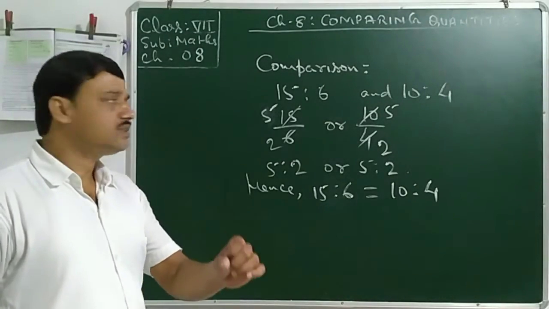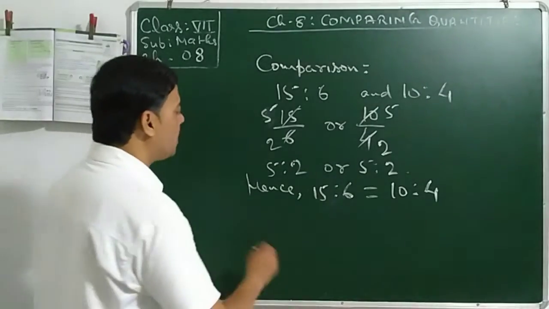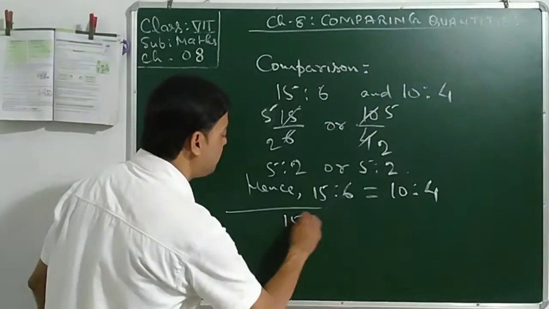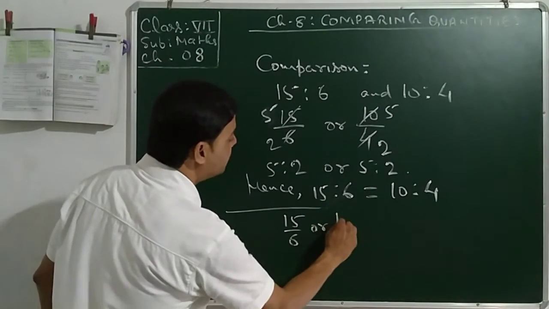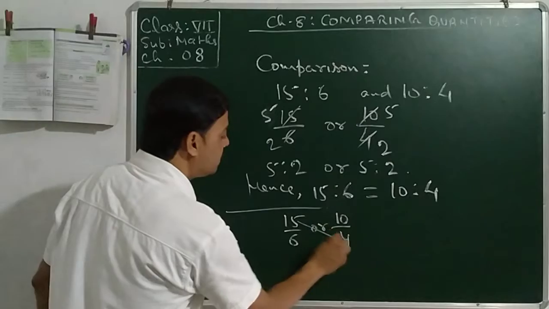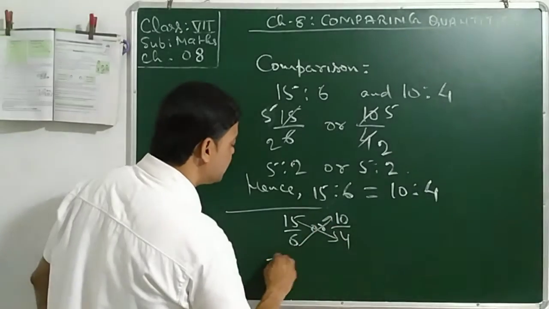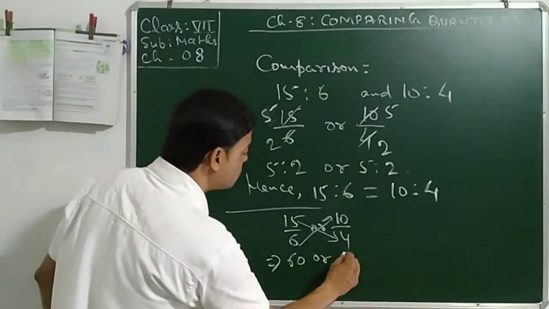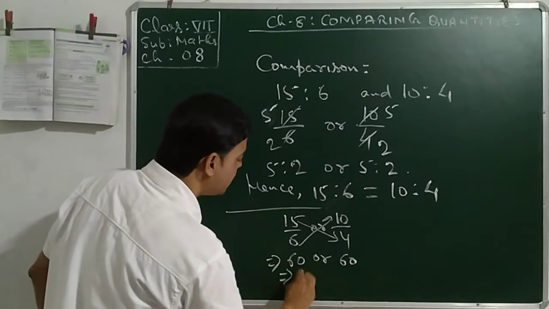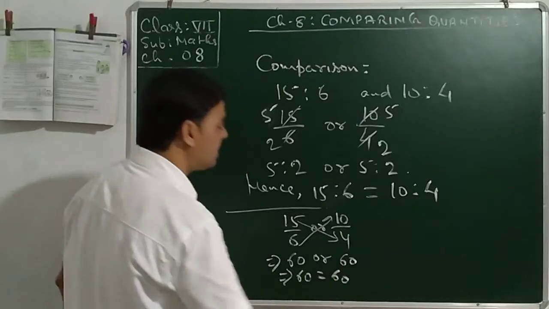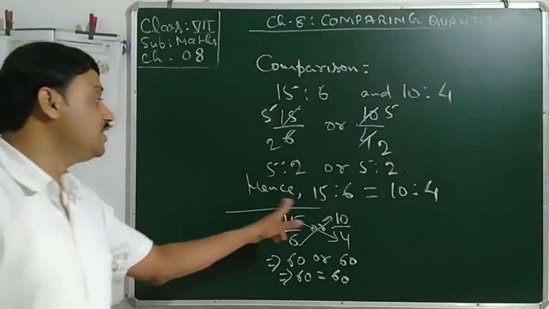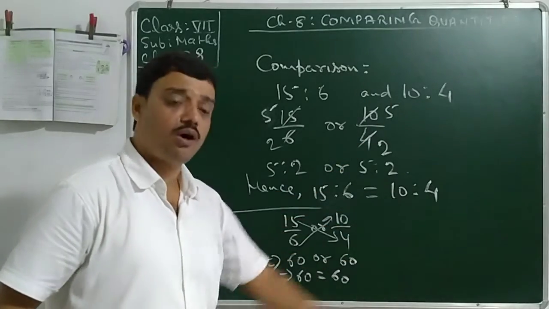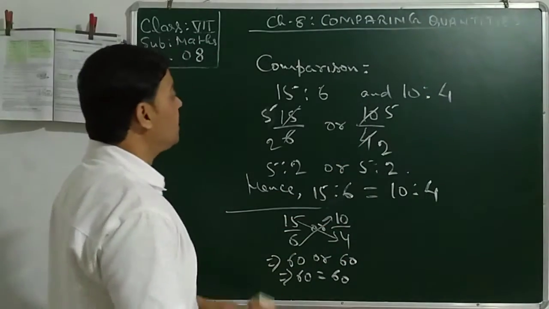Another method that you had learned was the method of cross multiplication. See, 15 by 6 or 10 by 4, then you had compared like this: 15 into 4, that is 60, or 6 into 10, 60. 60 is to 60. Hence we can write 15 is to 6 is equal to 10 is to 4. By both ways you got that both the fractions are equivalent.